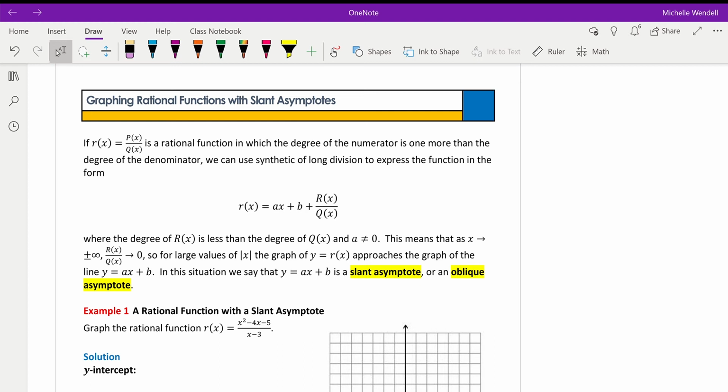In this video, we are going to talk about graphing rational functions with slant asymptotes. A graph with a slant asymptote is going to have the degree of the numerator that is one more than the degree of the denominator. And you can find that slant asymptote by division, and you can do long division or synthetic division.